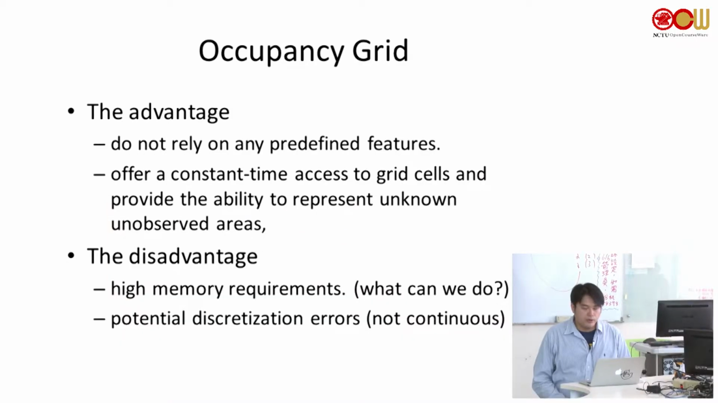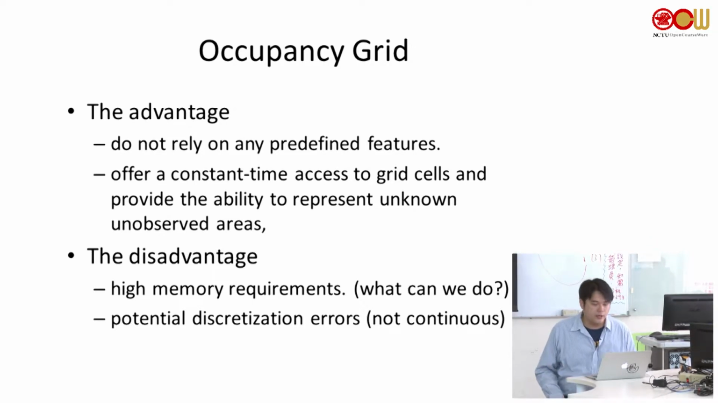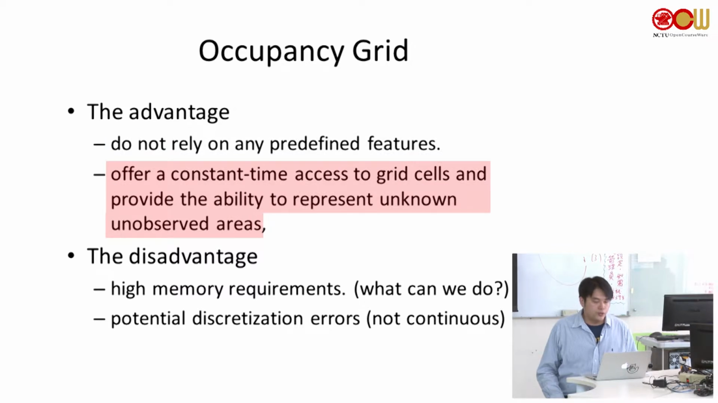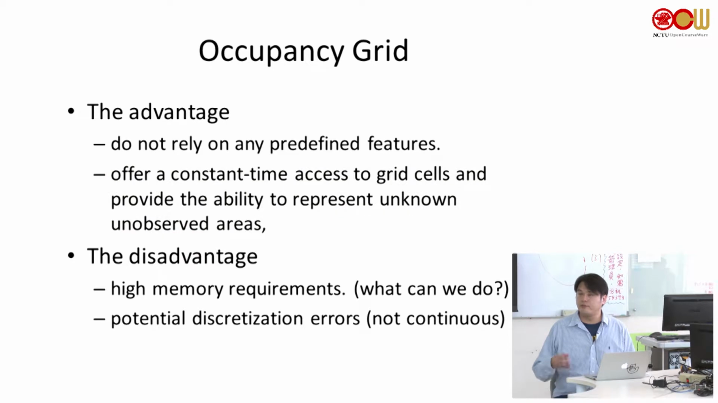We definitely want to know the pros and cons of the occupancy grid. You have, for example, a LiDAR, a rangefinder. You do not rely on any predefined features. The occupancy grid also offers the constant time access and provide the ability to represent unknown areas. This is very important, especially when the robot is in an unknown environment and you want to do an exploration task.